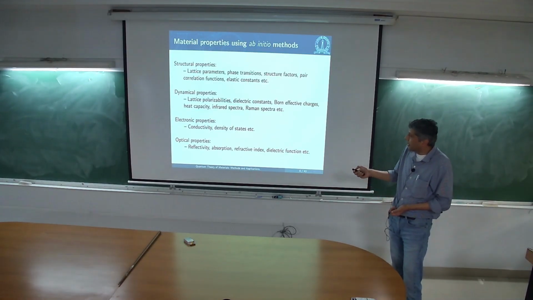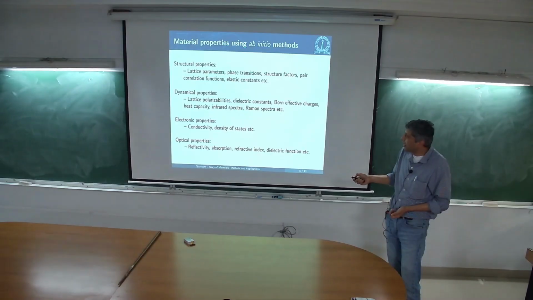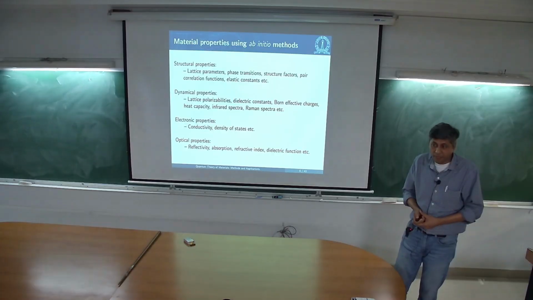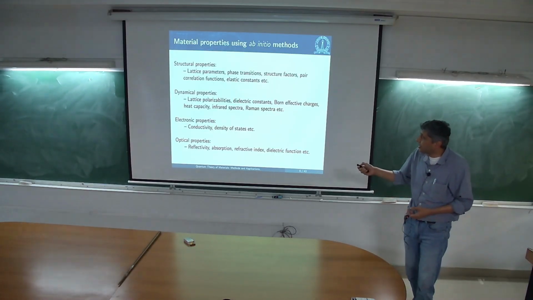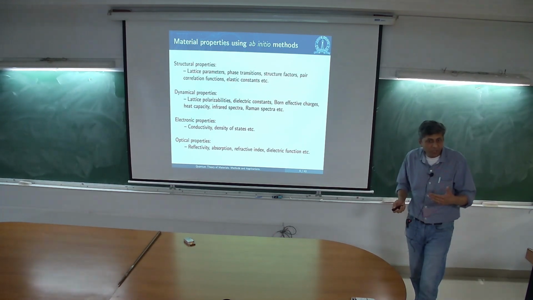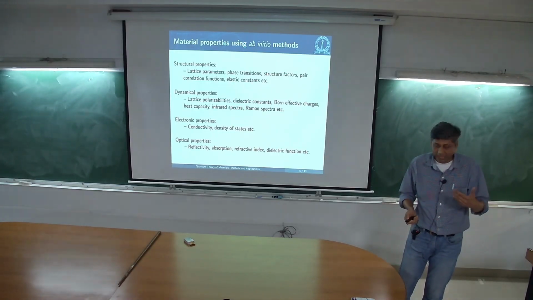There are dynamical properties, things like lattice polarizabilities, Born effective charges, heat capacity, infrared spectra, which experimentalists routinely measure, right? Raman spectra. So these are the kind of dynamical properties that we can understand using ab initio or first principles methods. Electronic properties like conductivity, density of states, which can also be measured using photoemission spectra and the like.